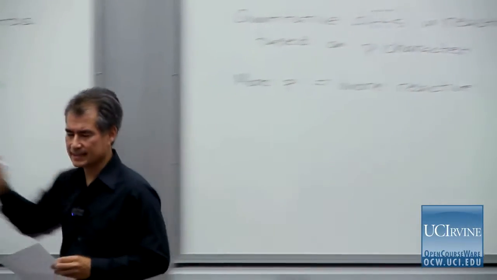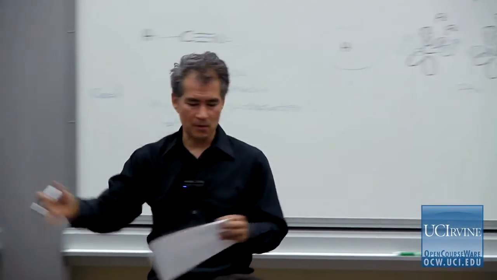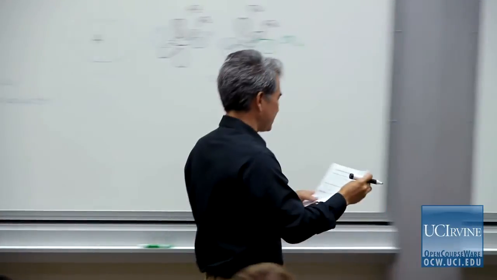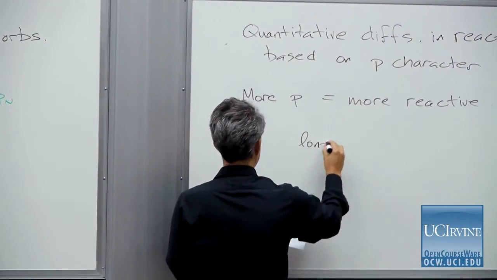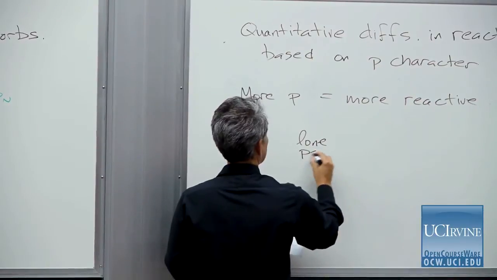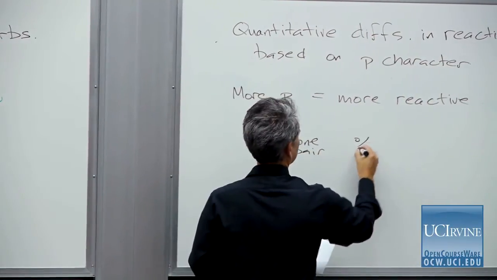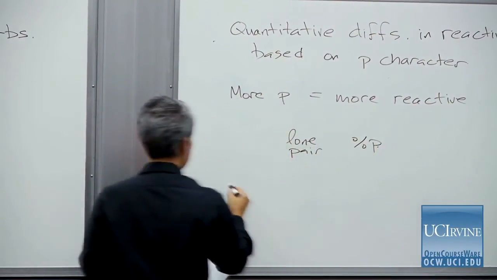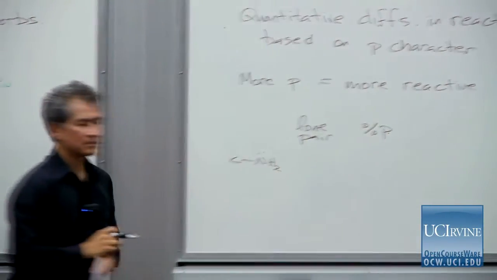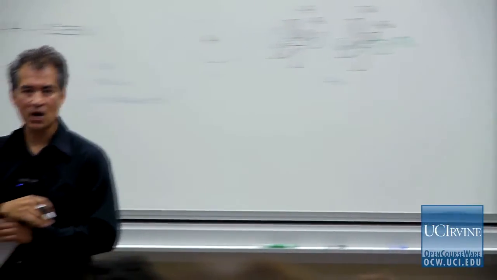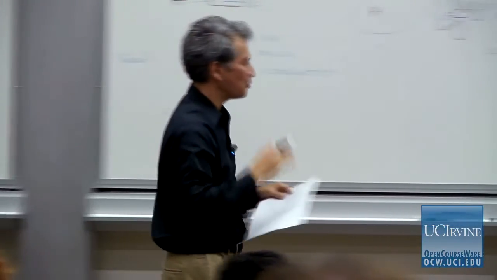So the fundamental idea is that the more p character, the more reactive. I'm going to start off by looking at nitrogen lone pairs because it's easy to rank the reactivity based on pKa, or acidity. So I want to draw a little table here. And in my table, I want to compare lone pairs on nitrogen. So if I had some alkylamine with a carbon bonded to an NH2 group, there's a lone pair on there.